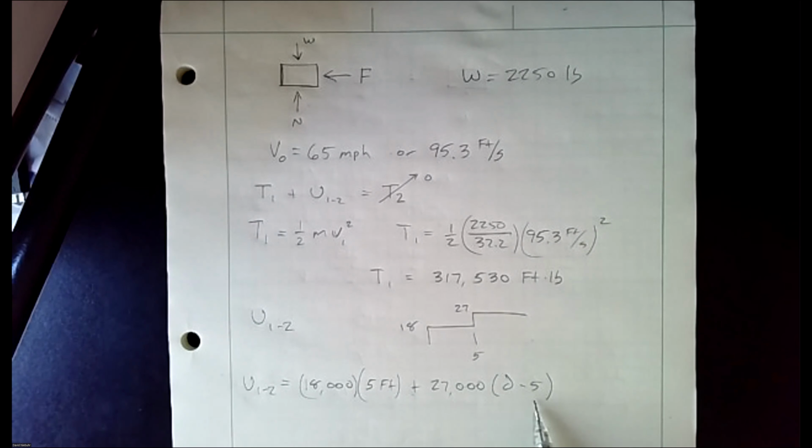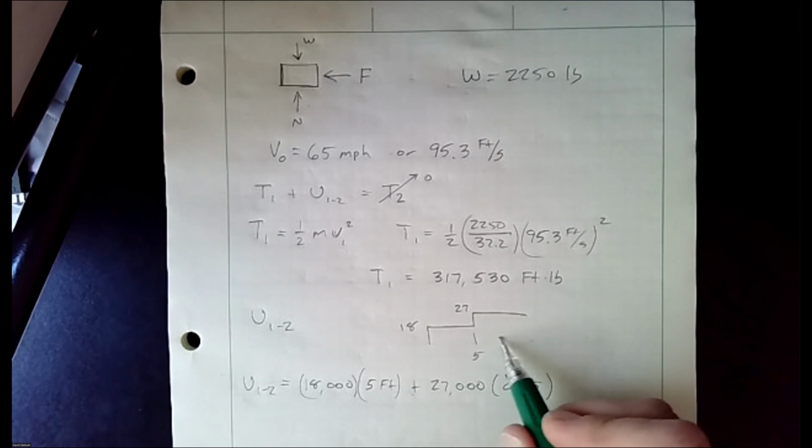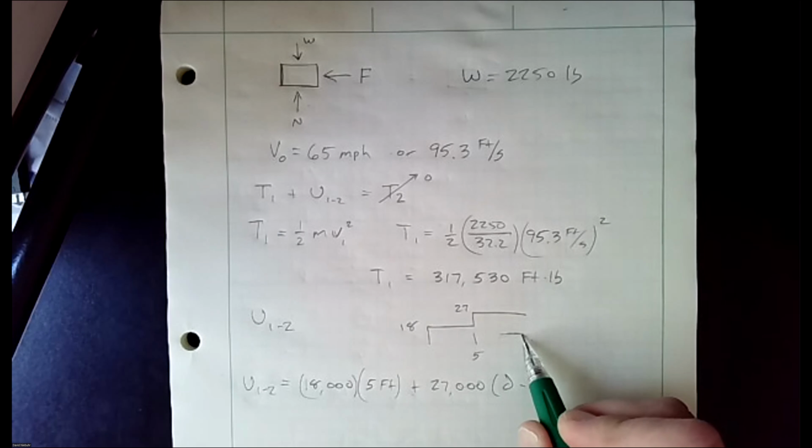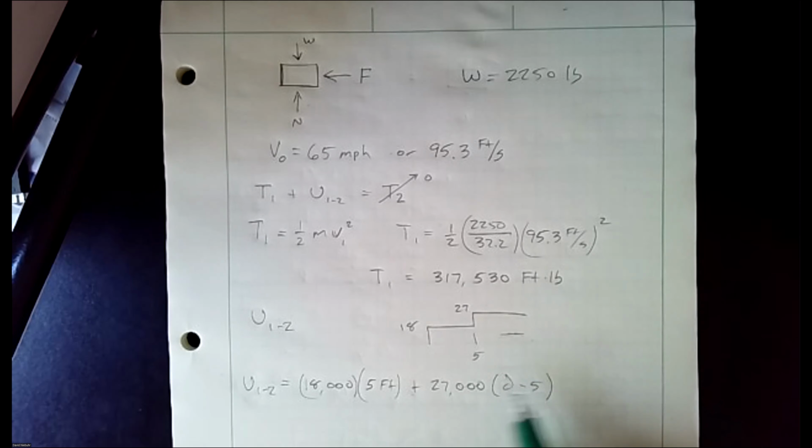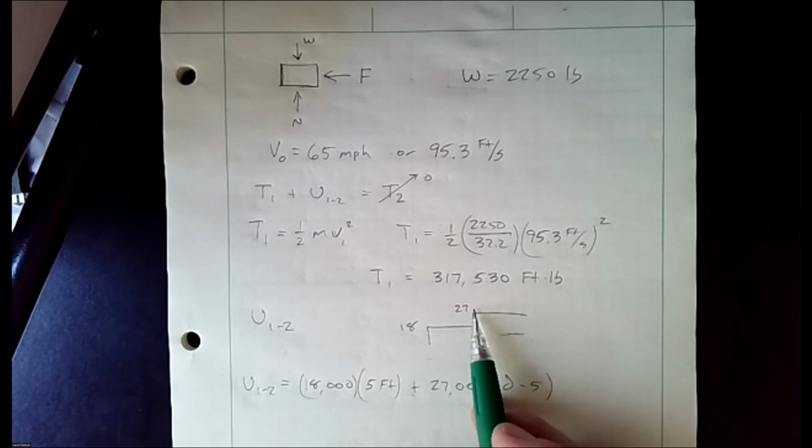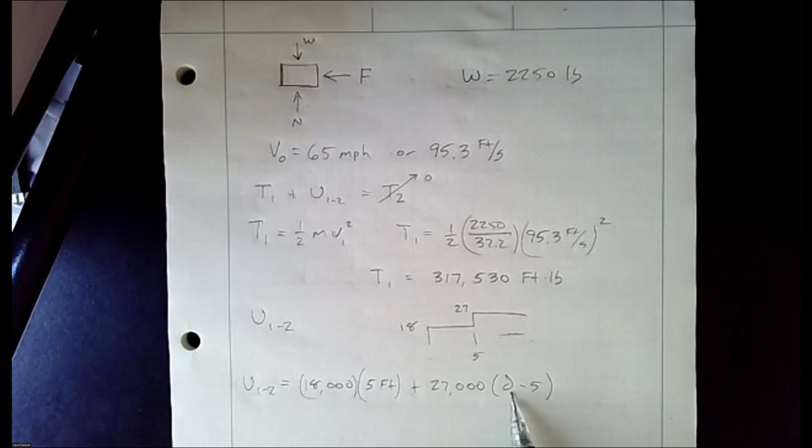Now, the reason we have to say d minus 5 is because we think it's going to end up somewhere here. We're not going to just say d because we have to subtract off the part that's already accounted for. If it was all 27,000, we could just put d. But by saying d minus 5, we're saying that 5 feet of it does not have the 27,000. So we have to subtract that off. That's all it is algebraically.